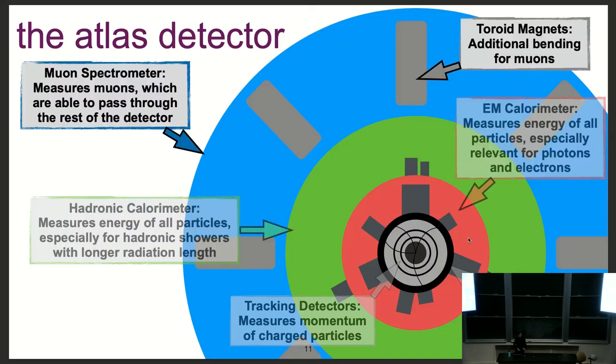And then surrounding all of this, we have the muon spectrometers, which I won't be covering more today, but are obviously an important part of the ATLAS detector, but not so relevant for talking about jets.